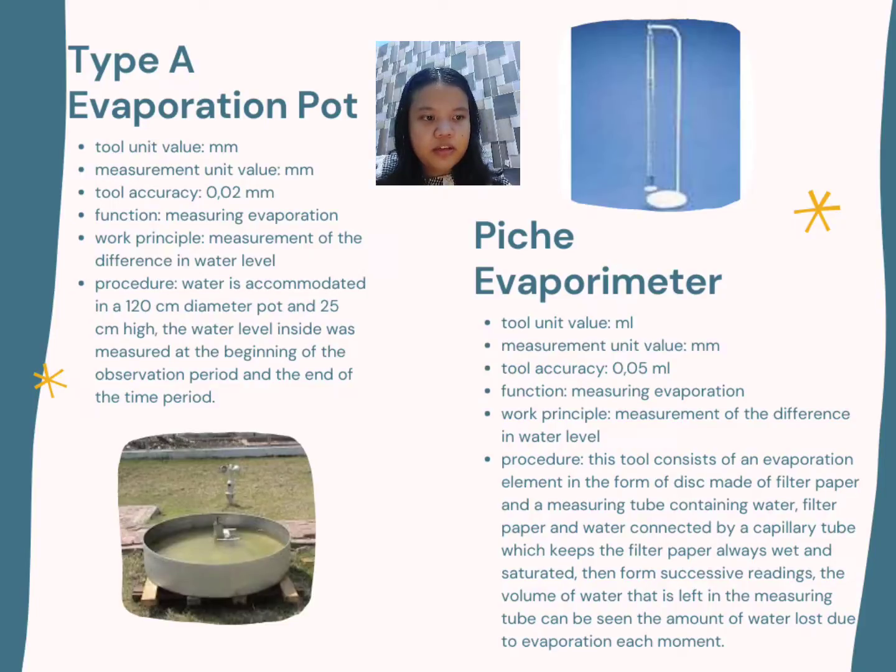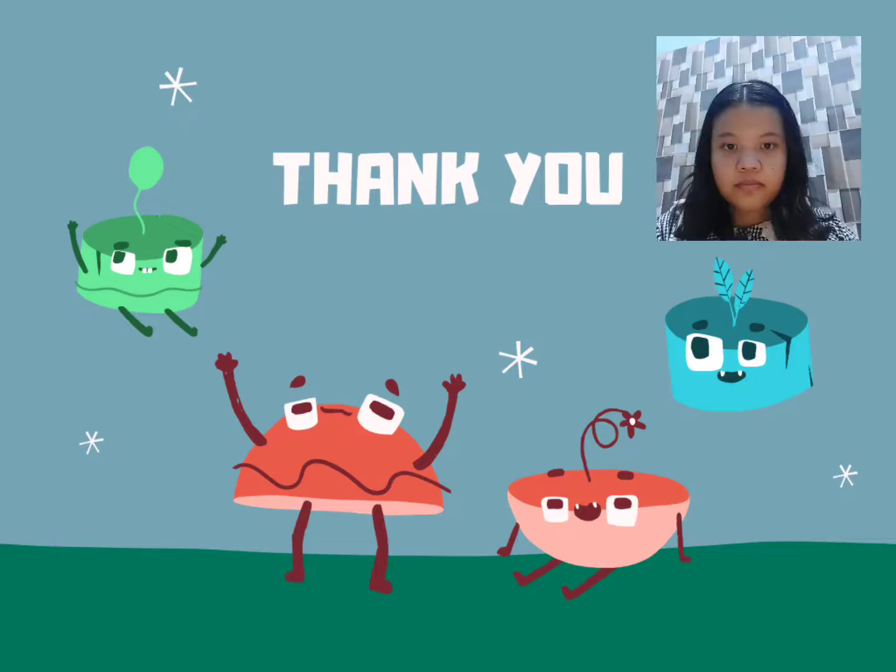Filter paper and water are connected by a capillary tube which keeps the filter paper always wet and saturated, then from successive readings, the volume of water that is left in the measuring tube can be seen. The amount of water lost is due to the evaporation at that moment.